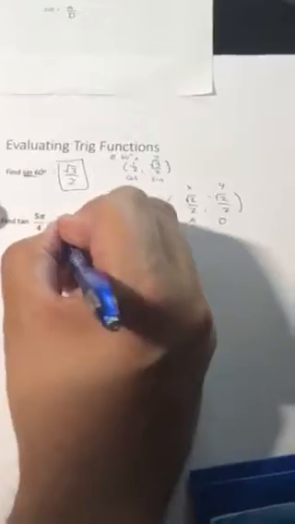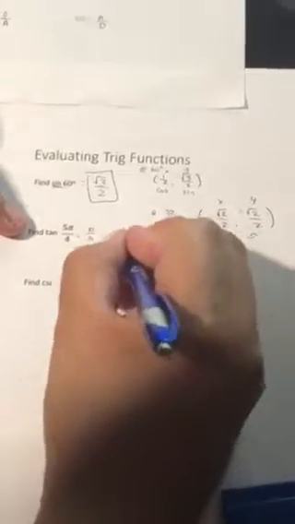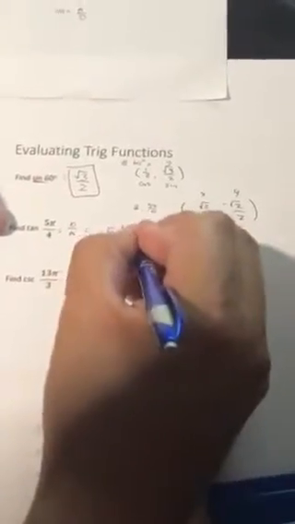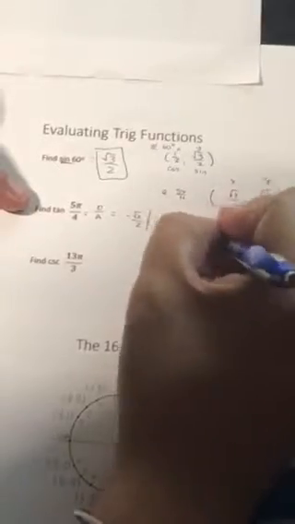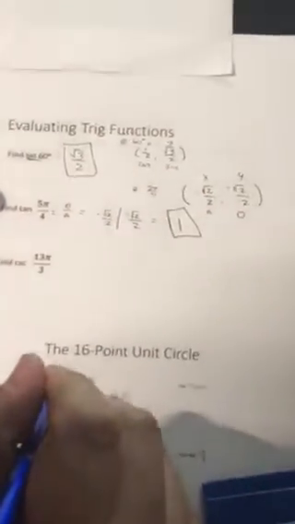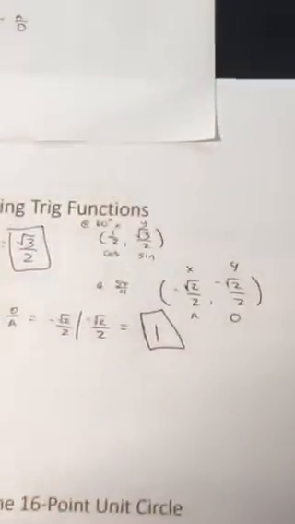Tangent is equal to O over a. So I'm going to divide the two numbers here. So O is negative square root of 2 over 2 divided by a, which is also negative square root of 2 over 2. So if I divide these two numbers, guys, and since they're both negative, everything's going to cancel out. It's going to equal 1. Okay, so I'm going to go ahead and skip on to the next one.